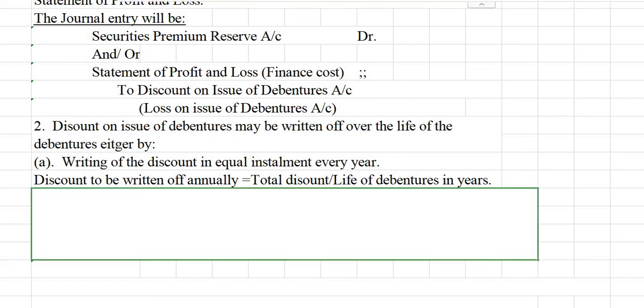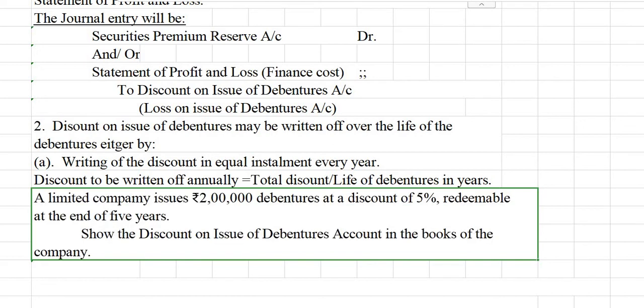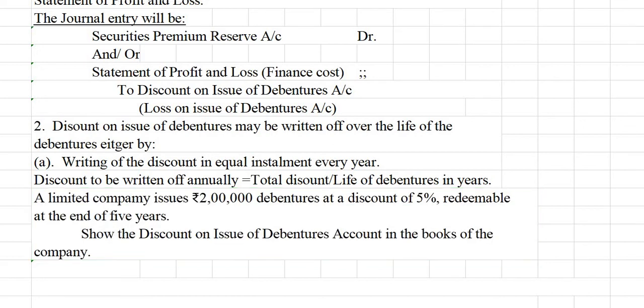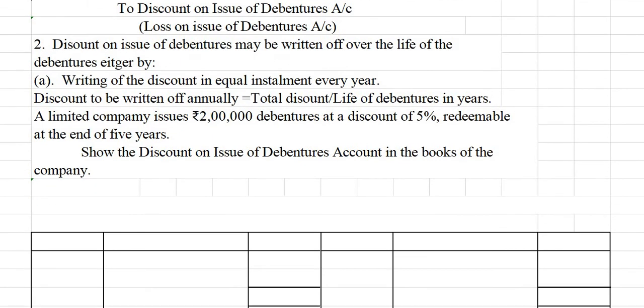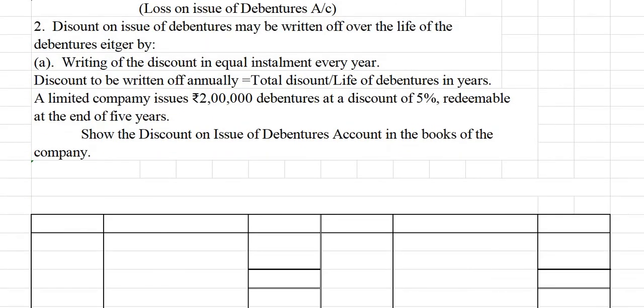So here is an example. A limited company issued 2 lakh rupees of debentures at a discount of 5%. 2 lakh debentures at a discount of 5% means 10,000 is the discount. 2 lakh into 5%, 10,000 is the discount. And it will be redeemable at the end of 5 years.